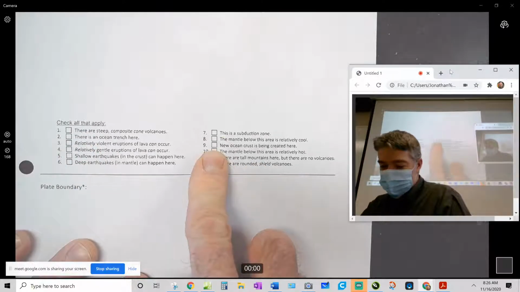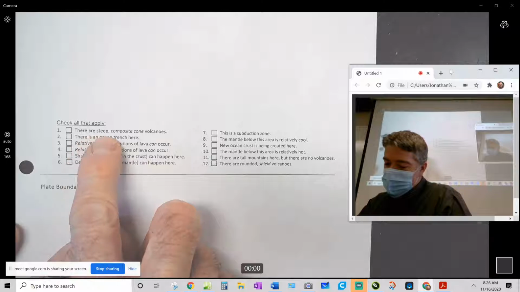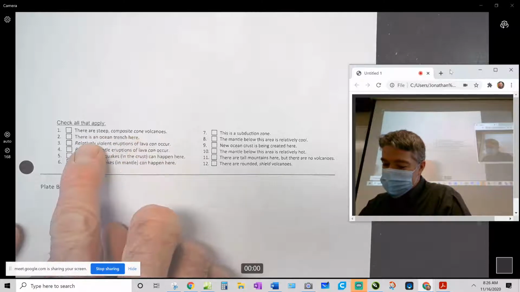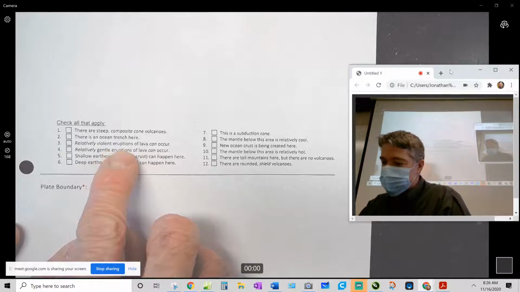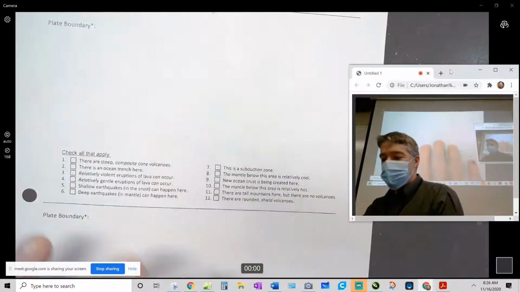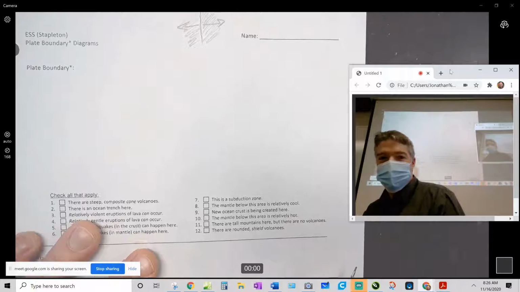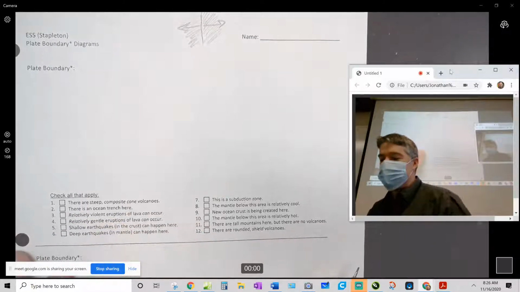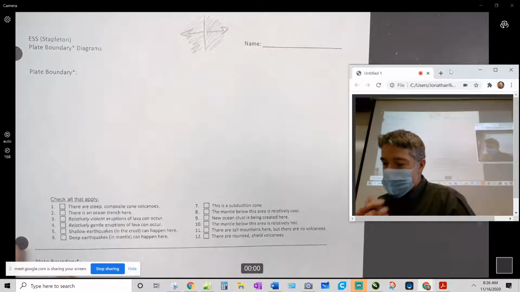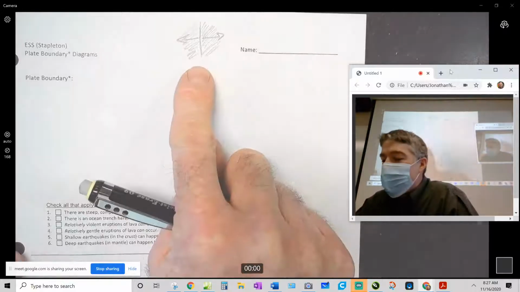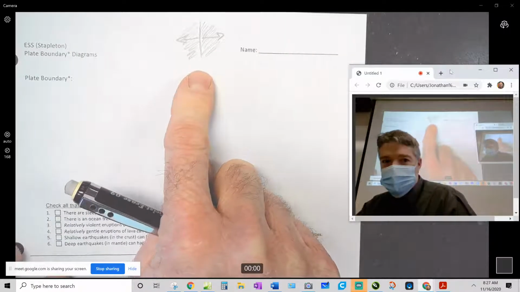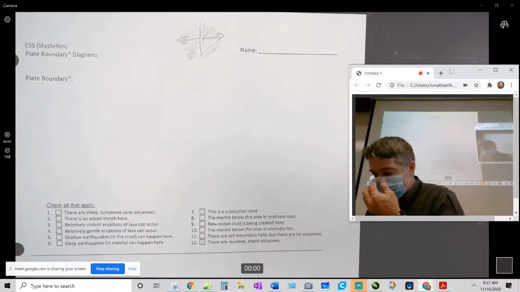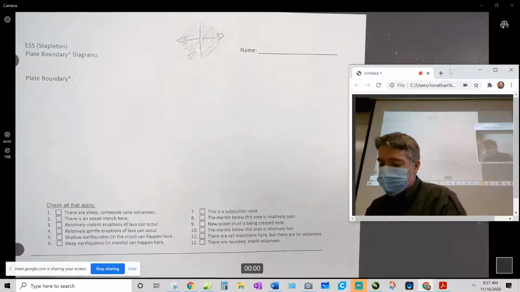Some of these things we'll have here, some we won't. Like there's steep composite cone volcanoes. There's an ocean trench. There are relatively violent eruptions. So that's what we're about to do right now, and I think this will be good practice. That's why I made these sheets with a little checklist on each one. What you have to draw on every diagram are the plates and the mantle down below, and you have to shade everything and show all the features that are involved here.